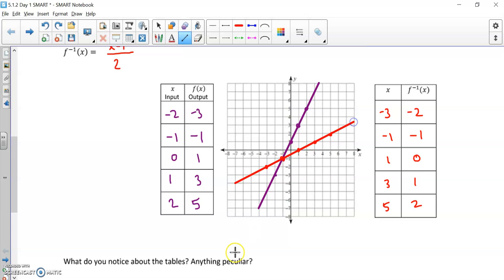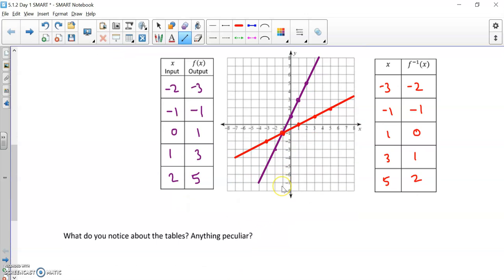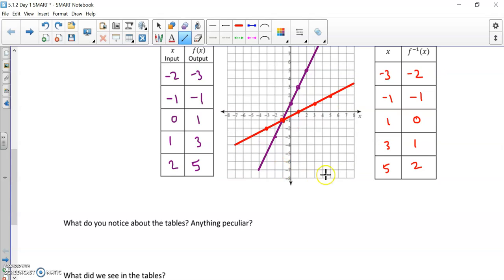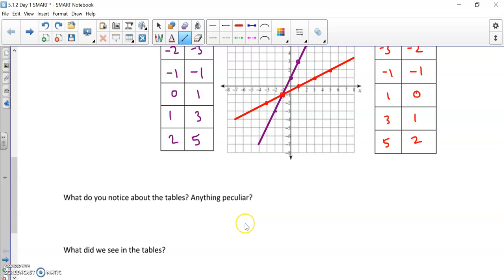All right. So the first thing I want you to notice is something interesting about the tables, right? If you look at this table and look at this table, hopefully you would notice that the numbers on this table are actually just flipped versions of this one, right? Here we had -2, -3. Here we have -3, -2. The negative ones are the same number, so you can't tell, but 0, 1, 1, 0, 1, 3, 3, 1, 2, 5, 5, 2. So the numbers flip-flopped, okay, in the X and Y positions.